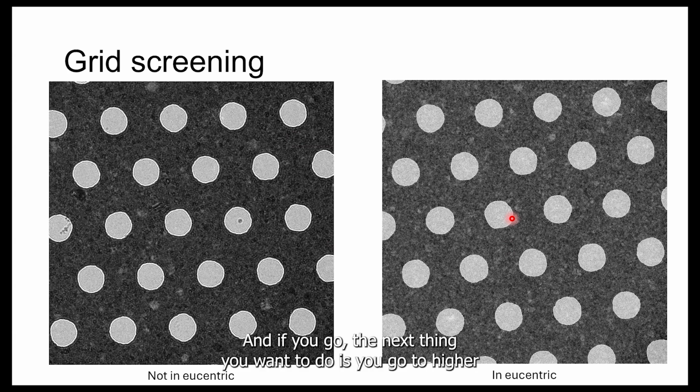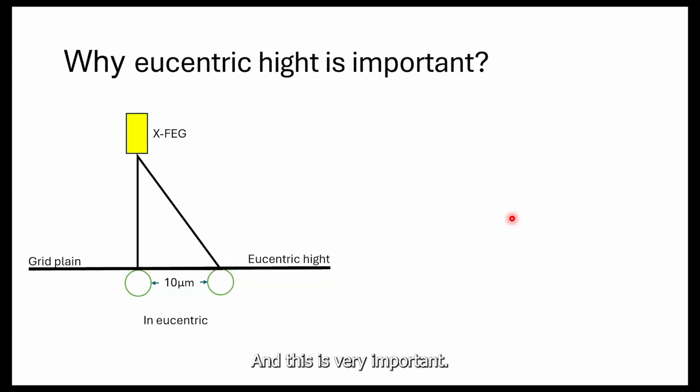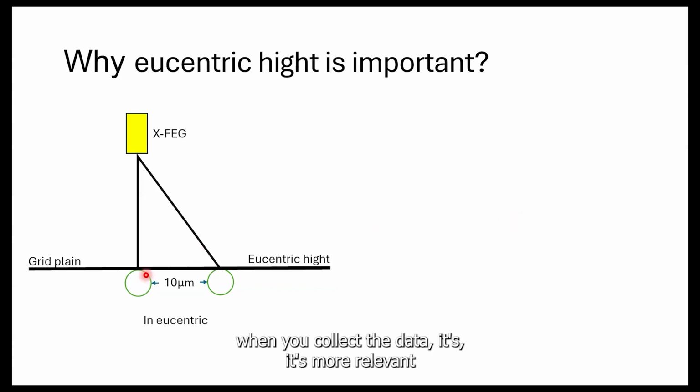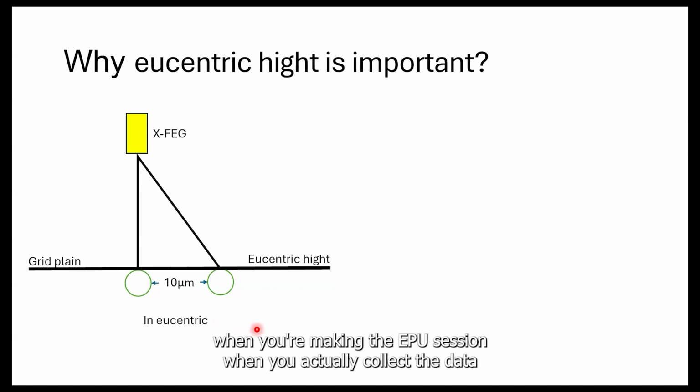The next thing you want to do is go to a higher magnification and take an image. You don't have to correct for autofocus, just take an image in high magnification. And if you don't see rings inside the holes, you're in eucentric height. And this is very important. And why is it important to be in eucentric height, you ask? When you are in eucentric height, it's more relevant when you're making the EPU session and actually collecting the data.